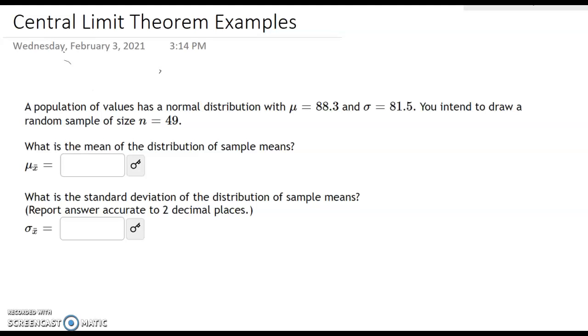But then the question is, how do we actually work with the central limit theorem? What does that mean as far as our calculations? And so in your assessments, you have several types of questions.